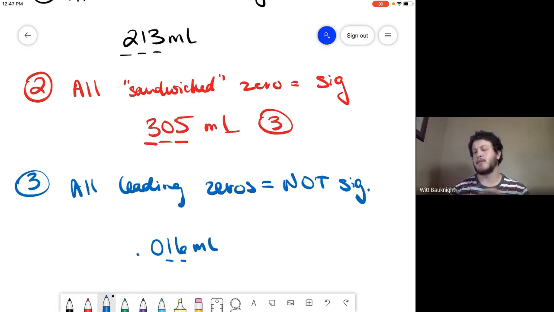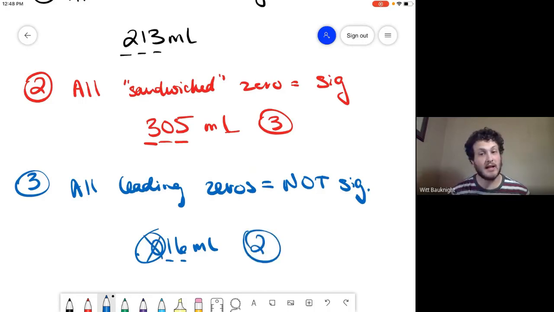Why is it leading? It's because it comes before the significant values. Since it is a leading zero, it is not significant. This only has two significant values.